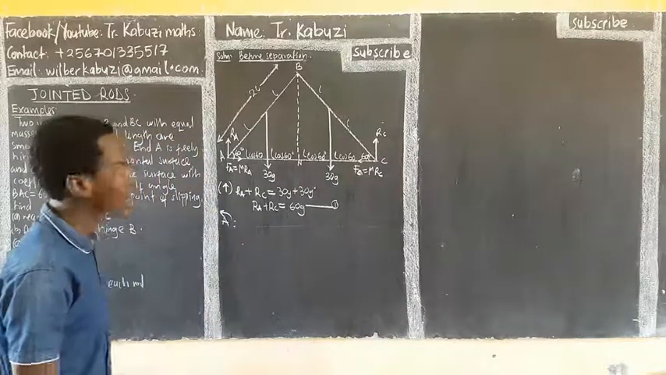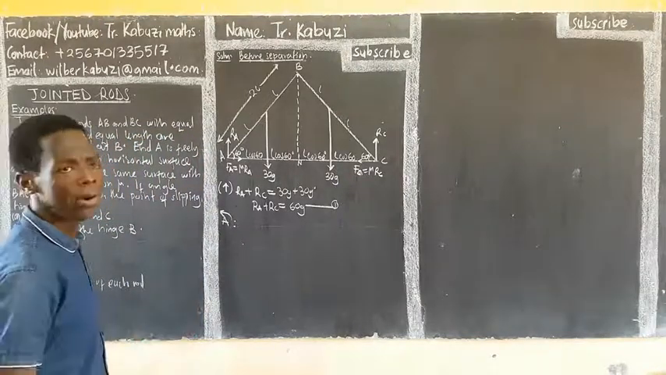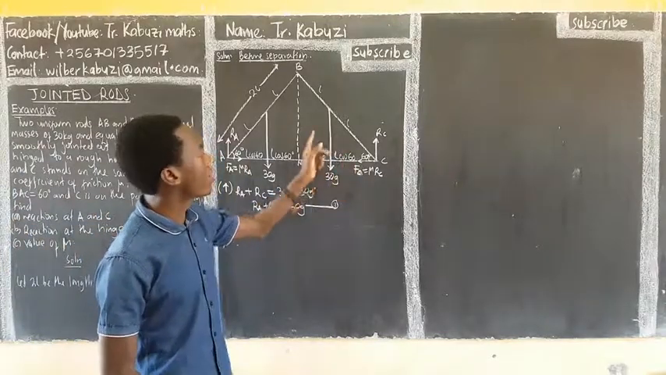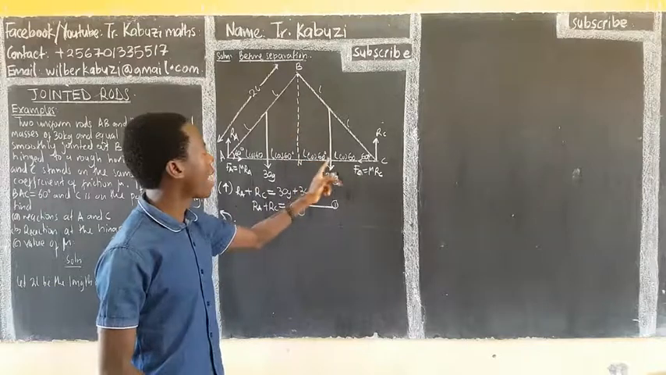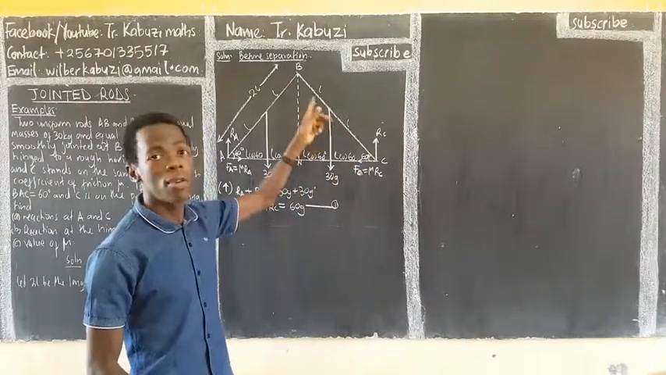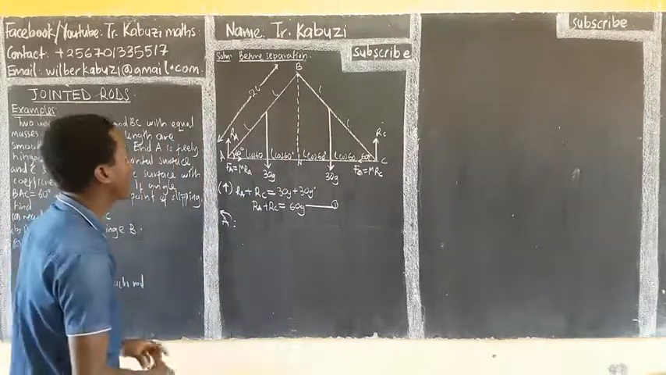With ease. No struggle. Once you know that, the problems are going to be very easy. The only thing you need to know is how to get this length. Always, from here up to here is going to be the same as from here up to here, if this is a uniform rod. Anyway, after getting that, then you can take moments at A.